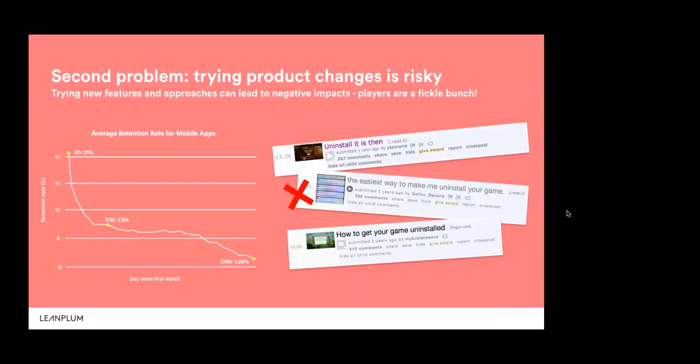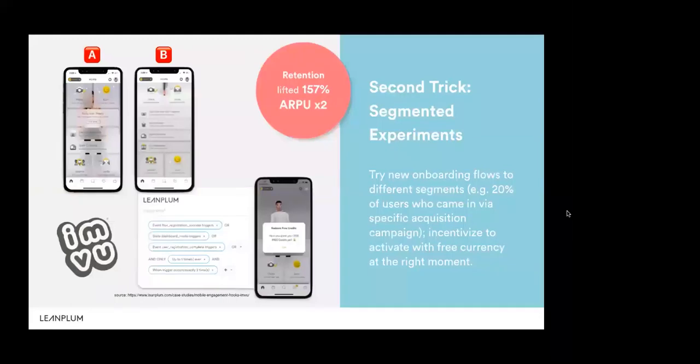And that's what we focus on. So the second trick here is segmented experiments. Trying new onboarding flows, for instance, is a very major way of being able to engage better with your players by first focusing on how to actually get them to stick around in the game.